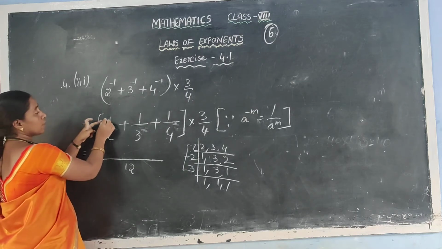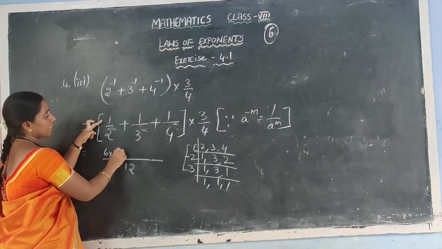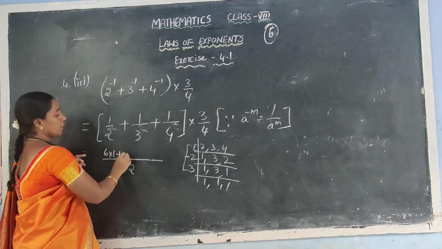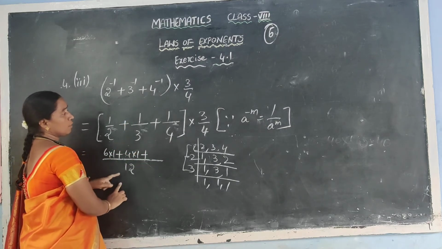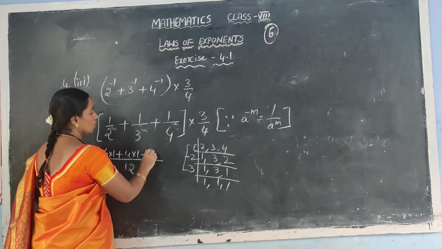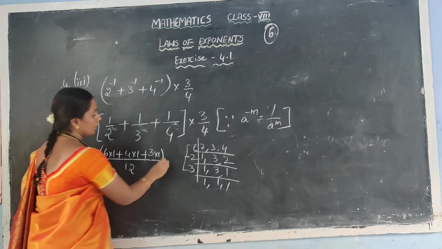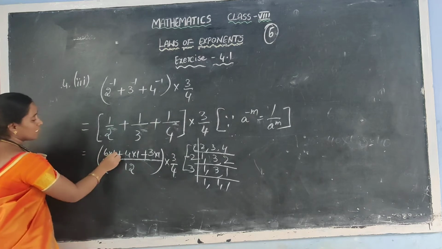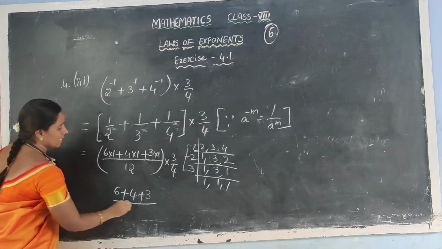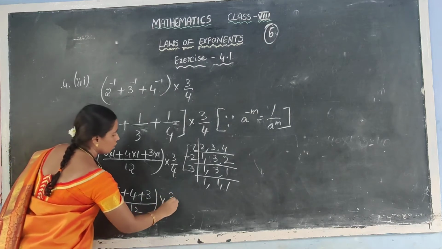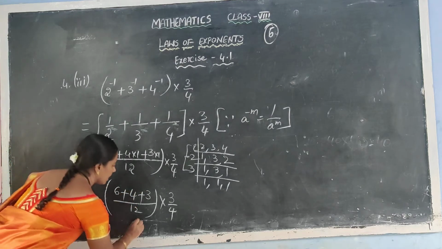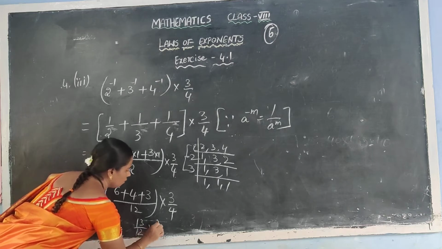Okay, in the 2 table, 12 how many times? 6 times. That 6 you have to multiply to the numerator. Plus, in the 3 table, 12 how many times? 4 times. You multiply 4 to the numerator. Plus, in the 4 table, 12 how many times? 3 times. So multiply 3 to the numerator. So 6 ones are 6 plus 4 ones are 4 plus 3 ones are 3, by 12, into 3 by 4. 6 plus 4 is 10, 10 plus 3 is 13. 13 by 12 into 3 by 4.